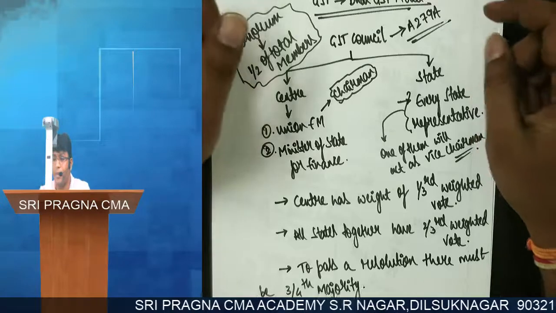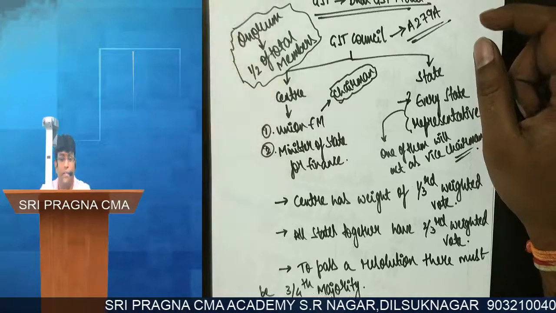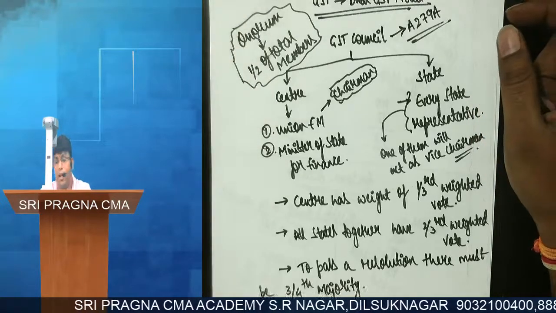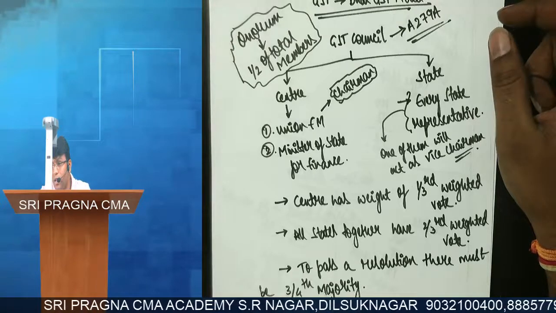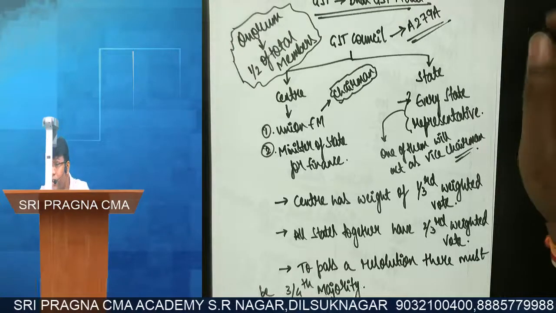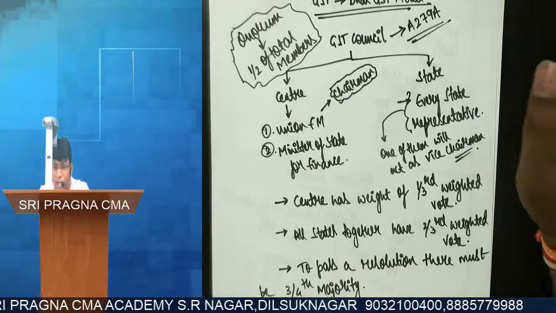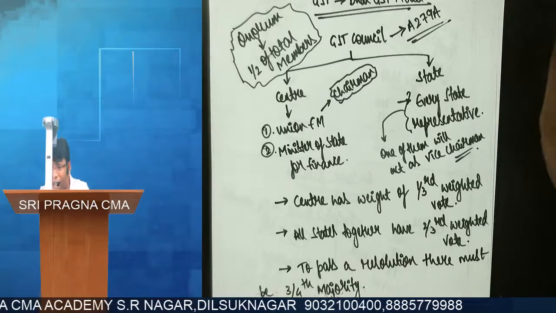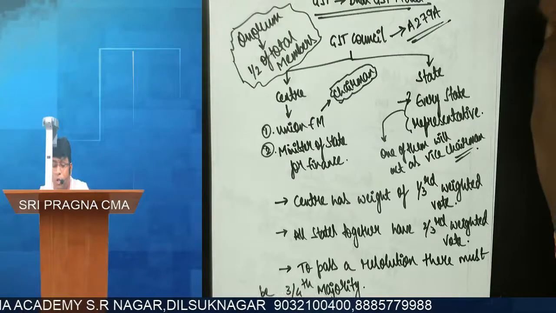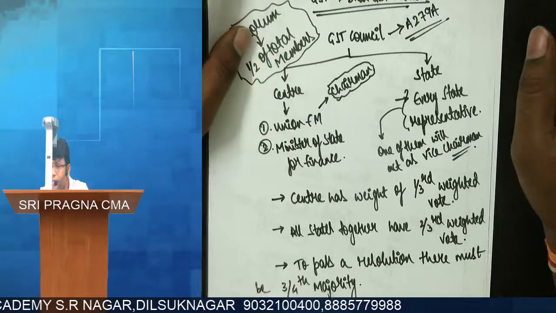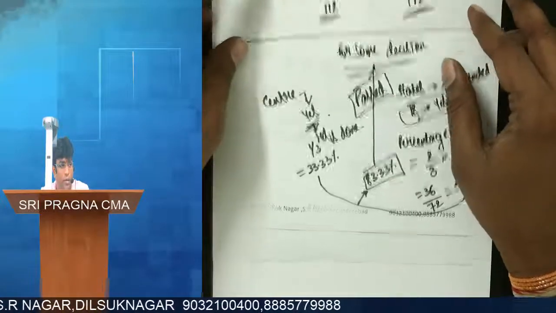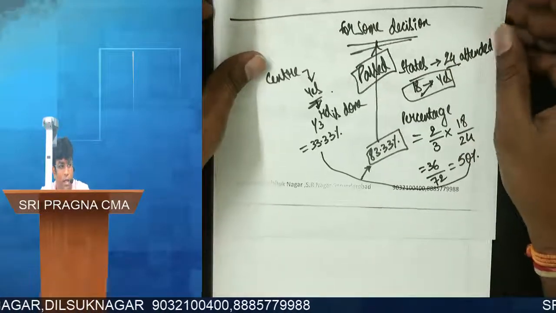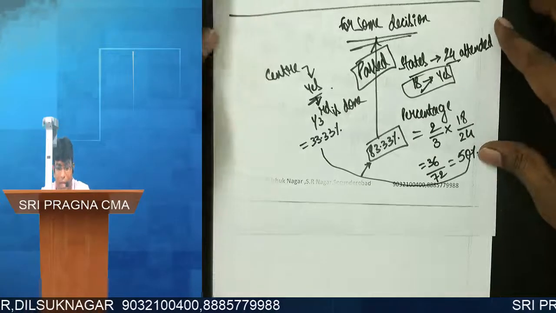Done? Can I proceed? Come on friends, what is center weight? 1/3. All states together? 2/3. But to pass a resolution there should be a 3/4 majority. So that clearly signifies that the center alone or the states alone cannot take a decision. If a decision has to be taken, both of them should join hands. Clear? Good. Just take the small example also, it will be better for you, so that next time you will not get any doubt on how to calculate the weighted vote.